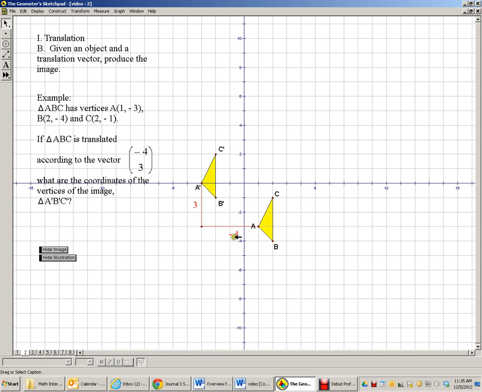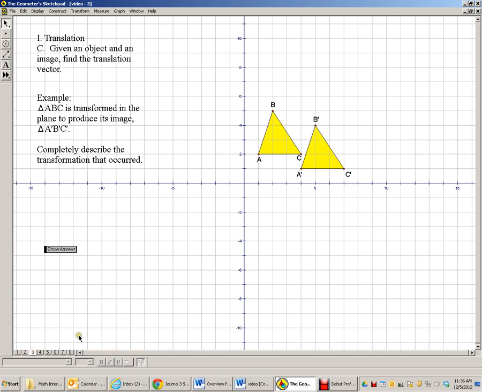Of course, the answer that they're looking for here, if I was a student, I would say the coordinates of the vertices are A prime is at -3, 0, B prime is at -2, -1, and C prime is at -2, 2. So that's translations in a nutshell.